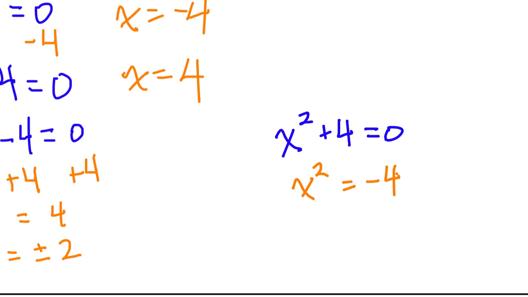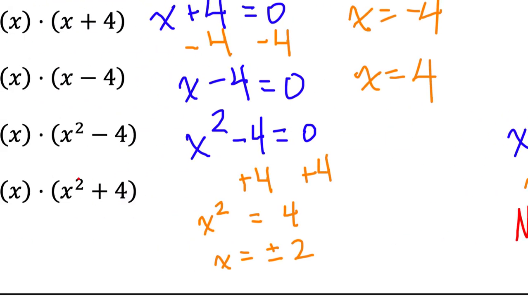Actually, the answers are imaginary, but we're not in complex land, we're in real land. So the answer here is there are no extra zeros. So this one has no extra zeros. That's why it's the answer. You have to choose the one that has no extra zeros.